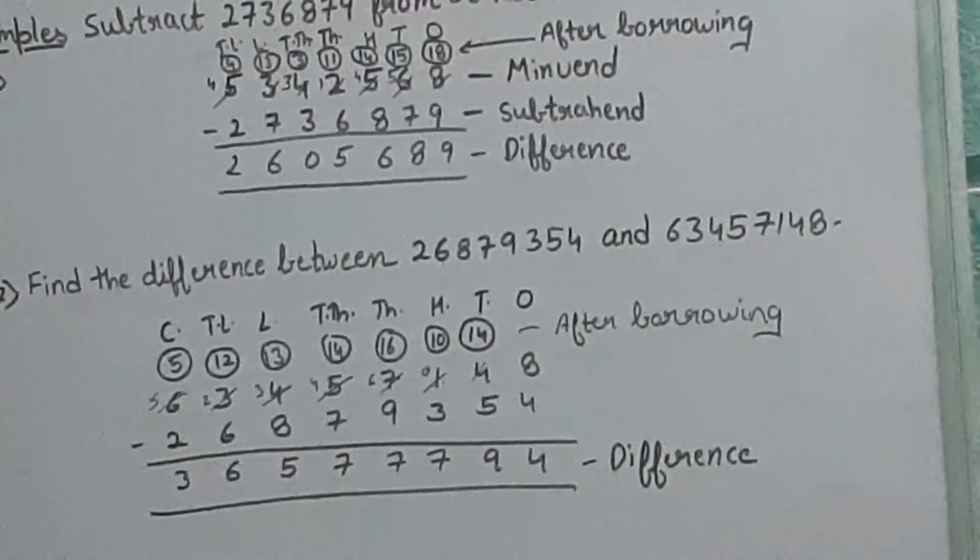Then at last the crore position is left. Now what is remaining after giving 1 to its neighbor? 5 is remaining, and we all know 5 is bigger and 2 is smaller. So we can easily subtract this. 5 minus 2 comes out 3. So this is the difference that we'll get after subtracting the smaller number from the bigger number.